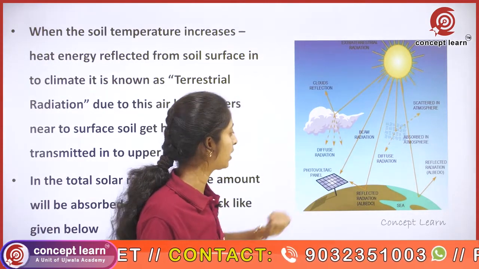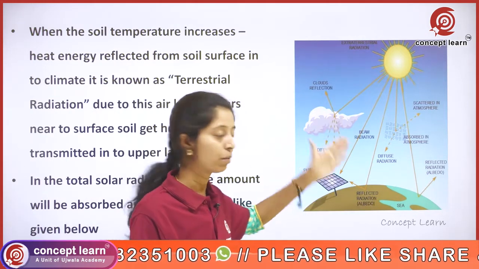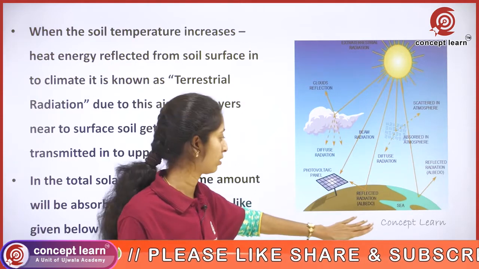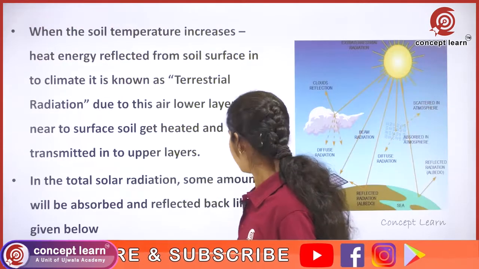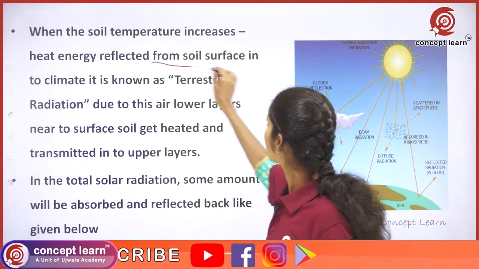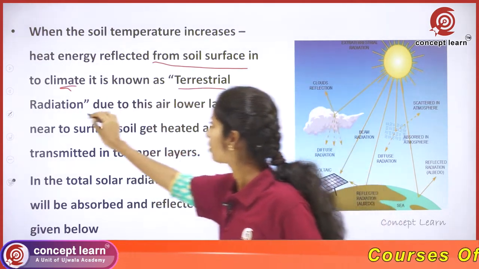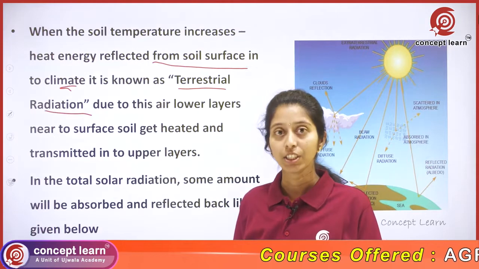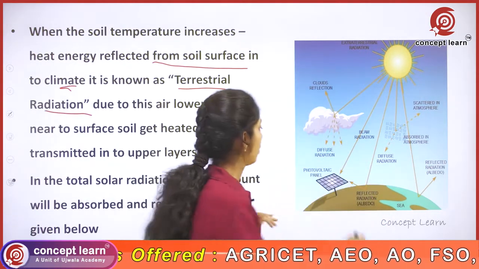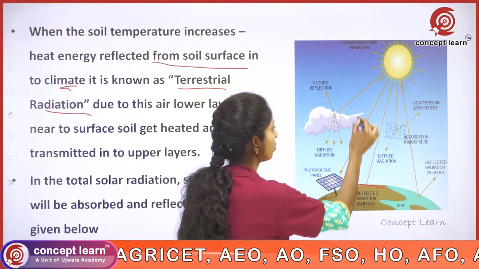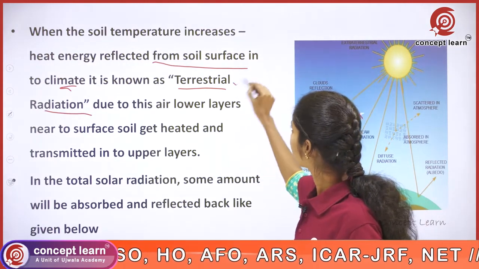So, the soil temperature increases and some of the radiation will be reflected back into the atmosphere by the earth's surface or soil surface. When the soil temperature increases, heat energy is reflected back from the soil surface into the atmosphere. That is known as terrestrial radiation. So, whatever radiation is being transmitted from the earth's surface into the atmosphere is called terrestrial radiation.